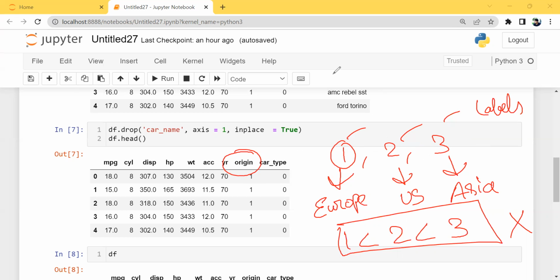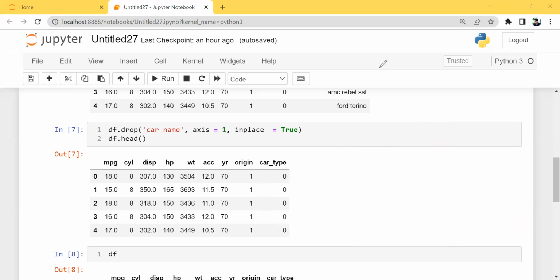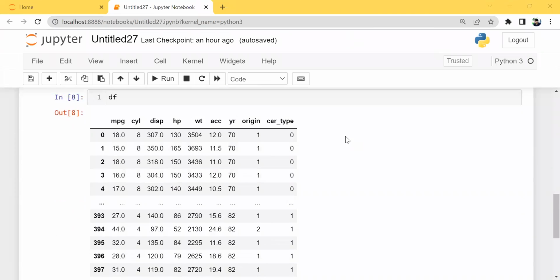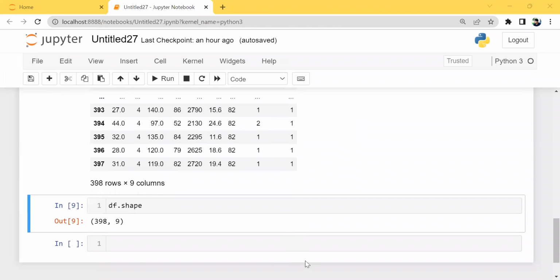So for that, what we can do is convert all these categorical data into some numerical values, right? So you can just convert it. How to do that, I'll explain. When you look at the particular data here, that is the origin. Here 1 represents America, 2 represents Europe, 3 represents Asia, right?